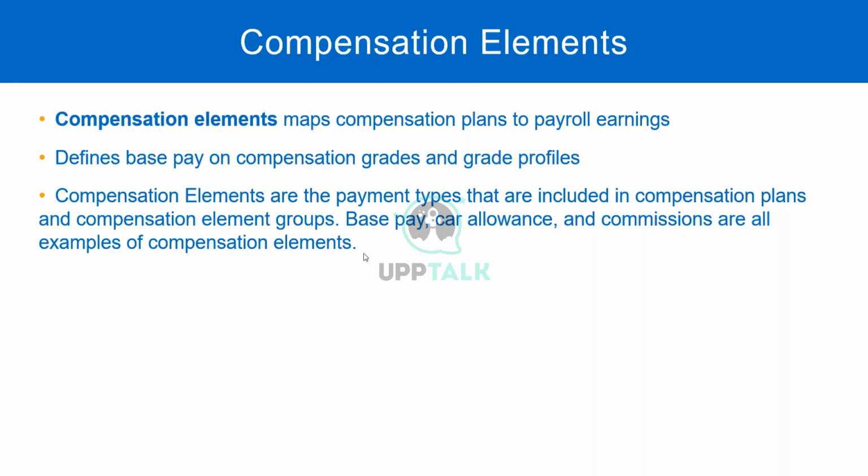What are some examples of compensation elements? Base pay, car allowance, and commissions are all examples of compensation elements. This is actually the heading under which an employee will get paid. It's a payment type, definitely.